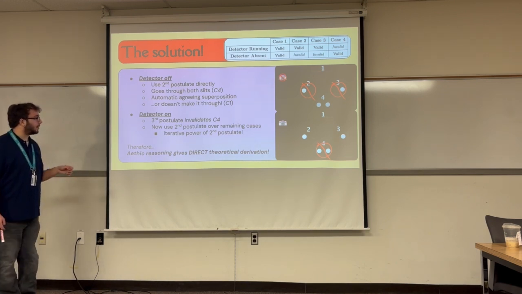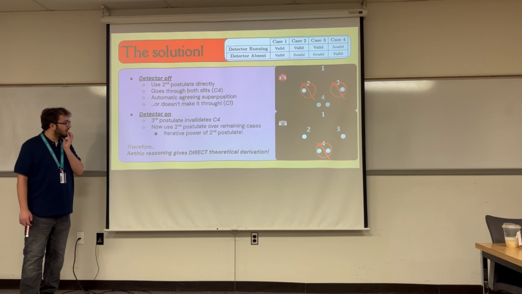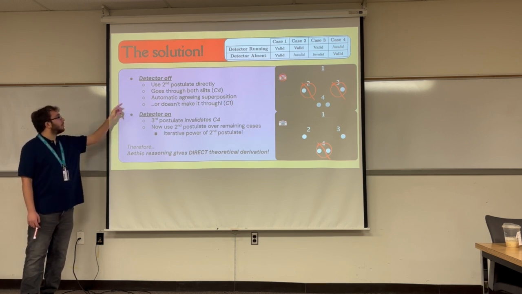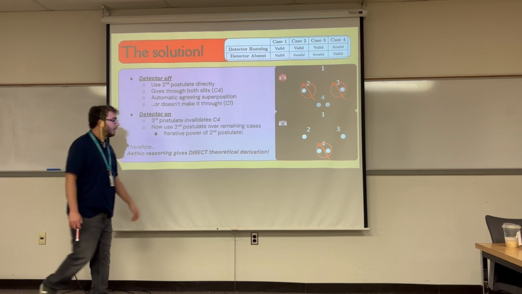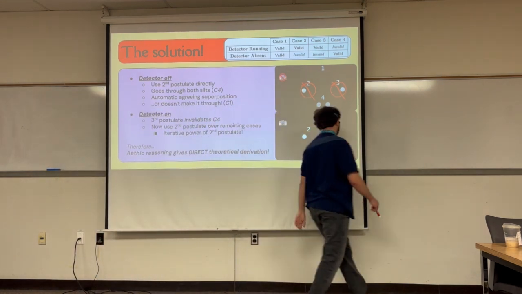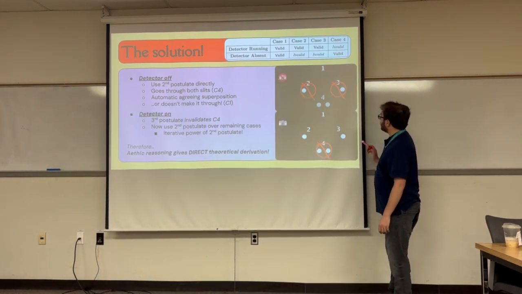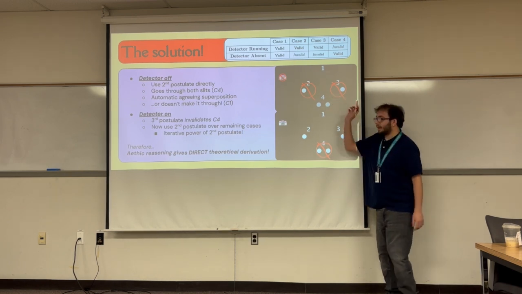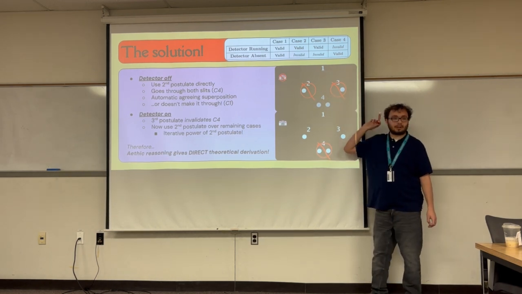How am I going to explain this? Yeah, so it gives you that derivation. The idea is also I start with detector off here. Okay, detector off is when you get the wavelength pattern, and I believe that is when you invalidate these two, right? Because it's detector off. That's just because they contradict the second postulate.